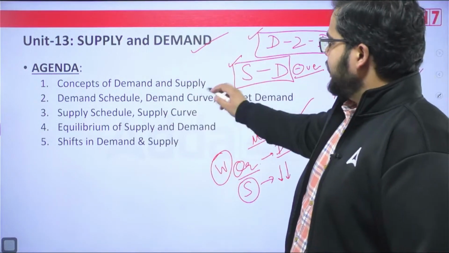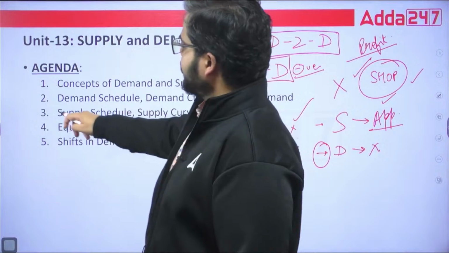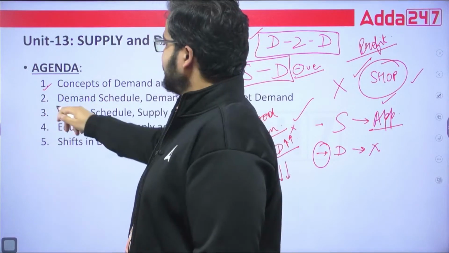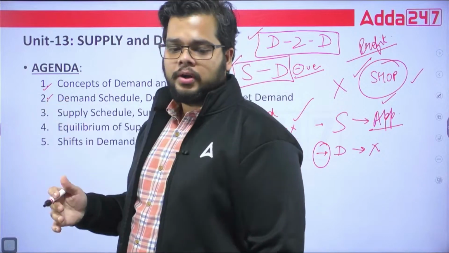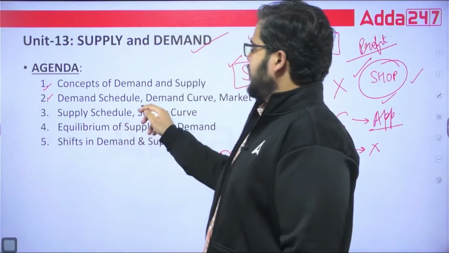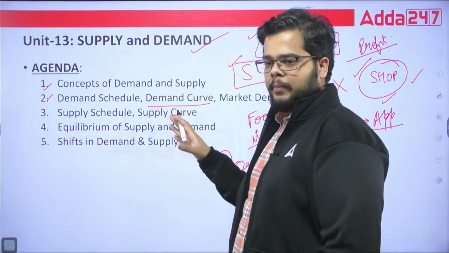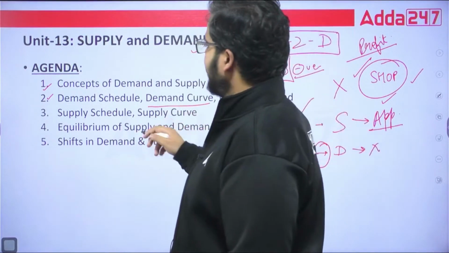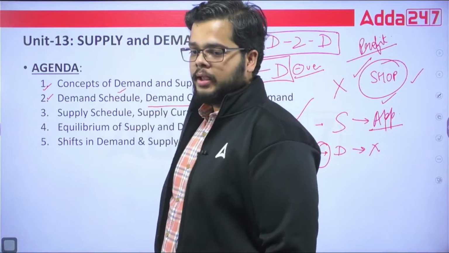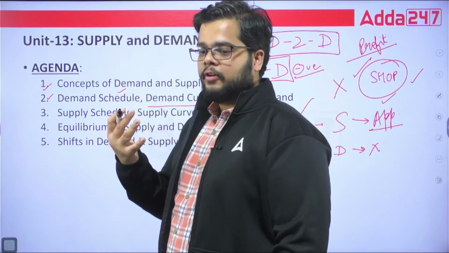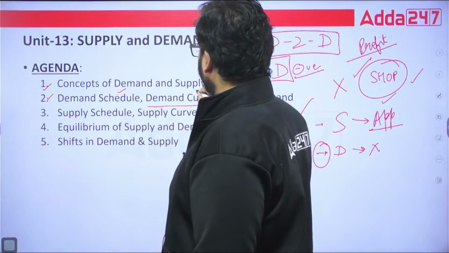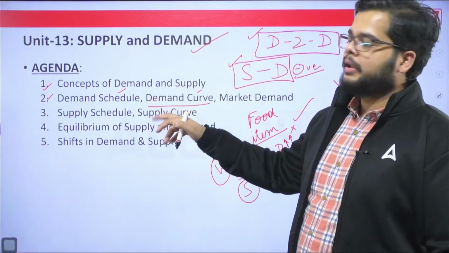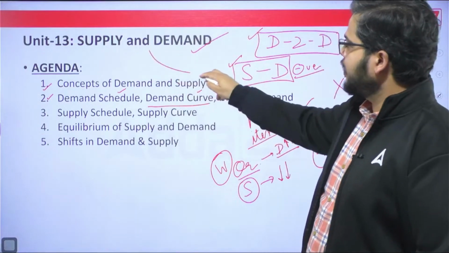So the agenda is very clear. Concepts of demand and supply: we will study the basics, what is demand, what is supply. We will see what a demand schedule is and what the demand curve is. Demand schedule and demand curve are the same thing. The difference is that in a demand schedule, you create a table, a tabular form. In a demand curve, you represent this demand schedule in curvilinear form.